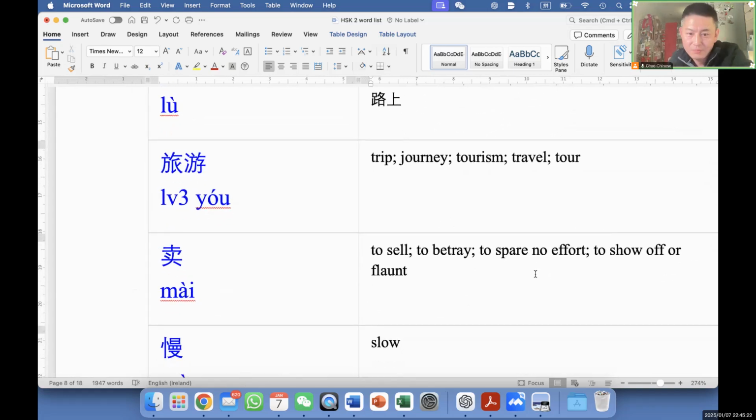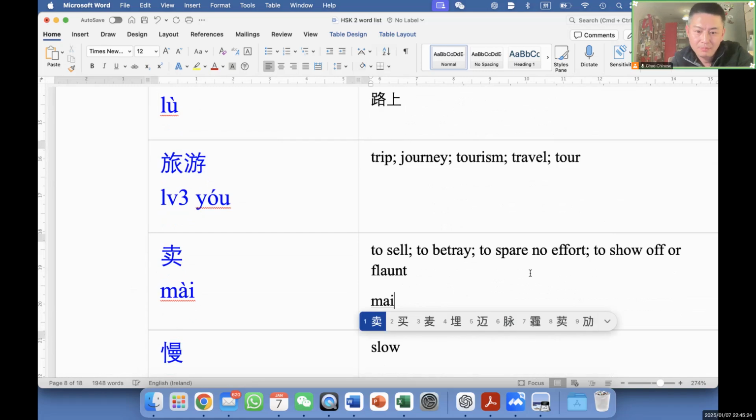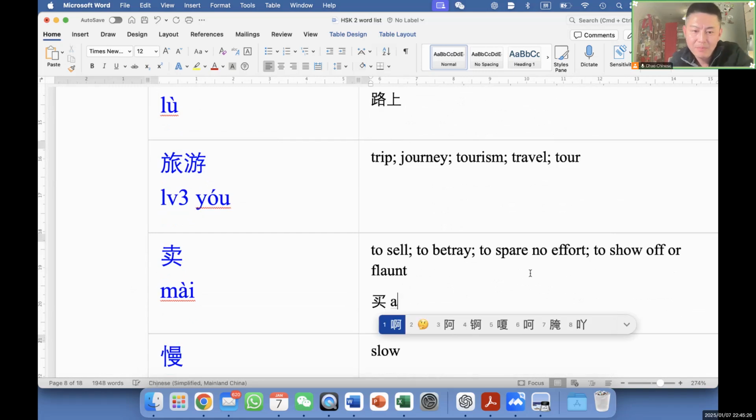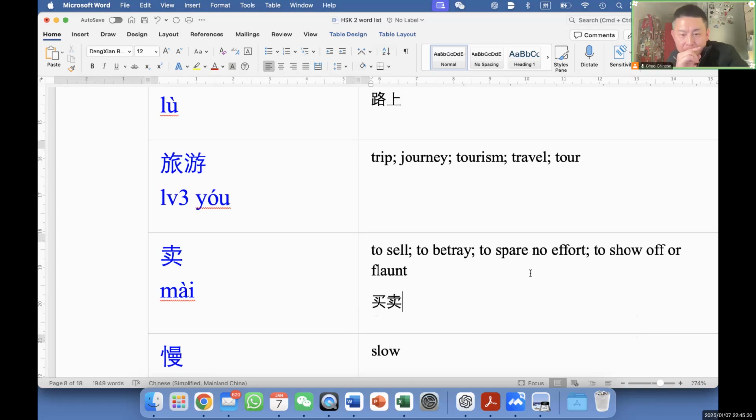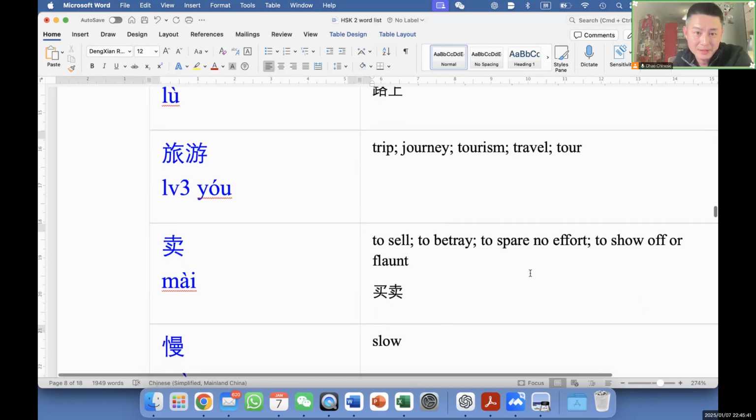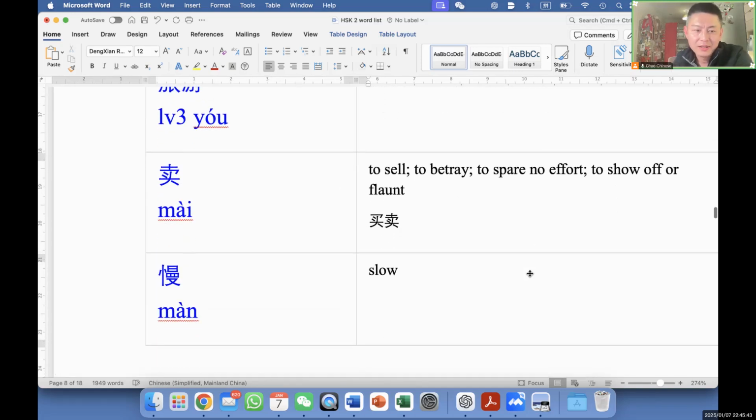卖, not 买. 买 is to buy. 卖 is to sell. You buy, then you put a cross or plus. You add a price, then you sell it out. And then you put them together. 买卖 means business. 你的买卖怎么样? How's your business?